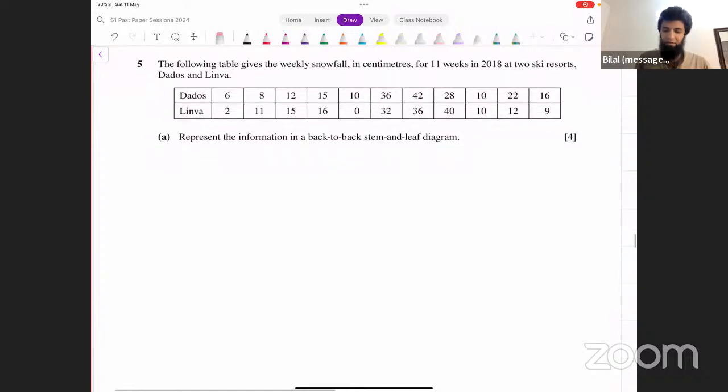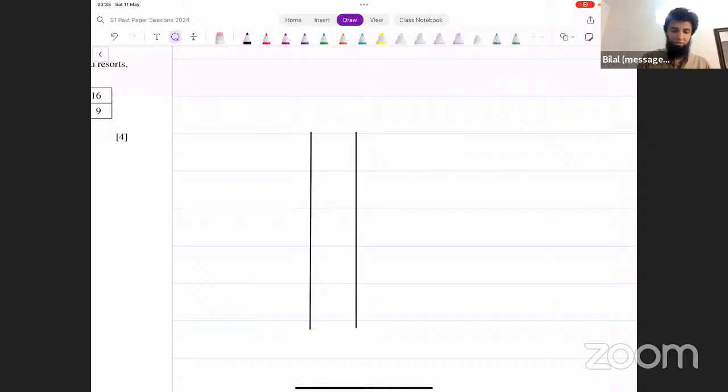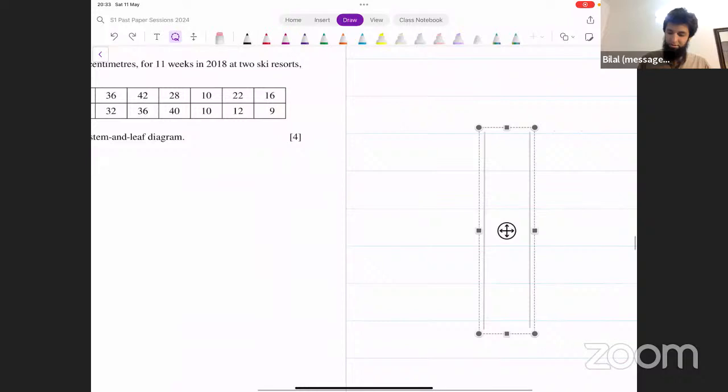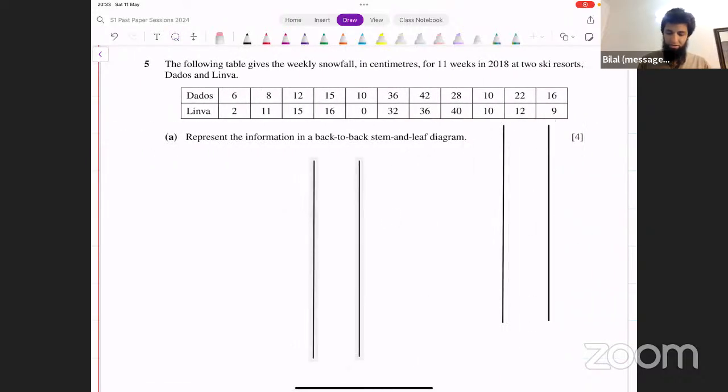Okay, stem and leaf diagram. It's a back-to-back stem and leaf diagram. That means you would have stem in the middle. Always do it with a pencil so that you can erase something if you need to. It's also a diagram, right? You can do this with a pencil. Okay, so this is the stem that's going to be in the middle like this.